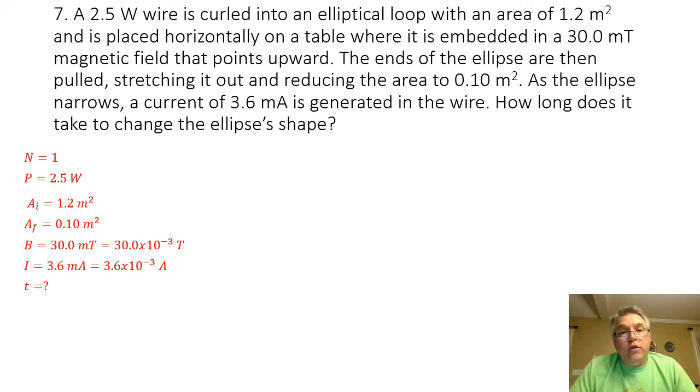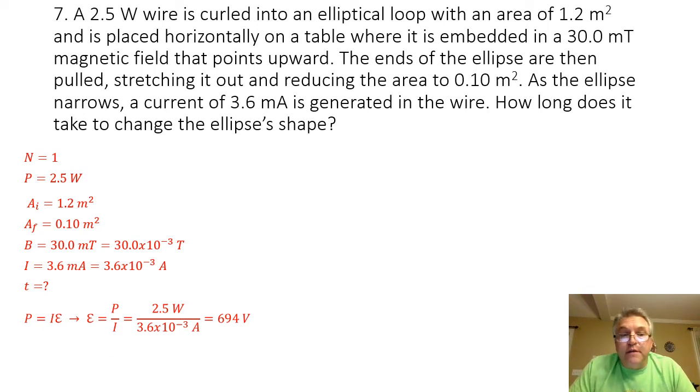We know we're going to need to use Faraday's law of electromagnetic induction. And to use that to solve for time, I know I'm going to need to know the induced EMF in the coil. I'm not given that, but I am given the power and the current. And I know that the power is equal to the current times the voltage. So I can say that the power is equal to the current times the induced EMF in the wire. And yes, I know that says pi. Deal with it.